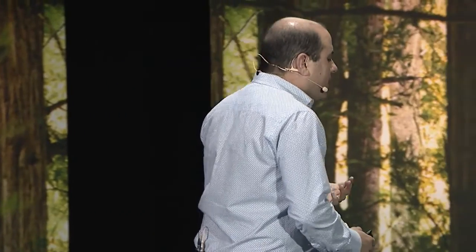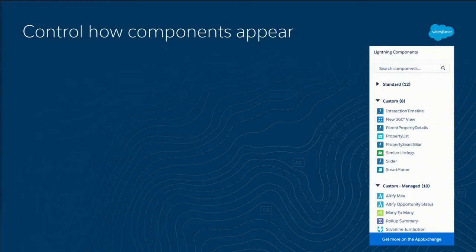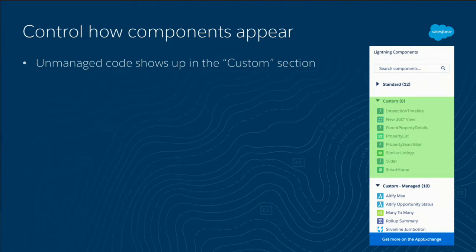Okay. Additionally, if you recall, when we were in the builder, we had the components showing up in the component palette on the left-hand side of the builder. And the components all had a really nice appearance to them. So let's talk a little bit about how they show up and what you need to do to control how they show up. Well, first off, as I mentioned before, if it's unmanaged code, so code that you've built right in your org or installed as a managed package, it's going to show up in that custom section there. And that's how you create components that'll show up in the custom section.